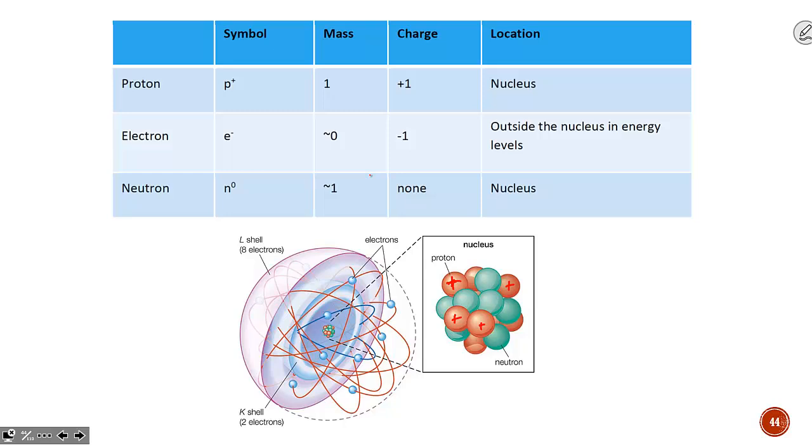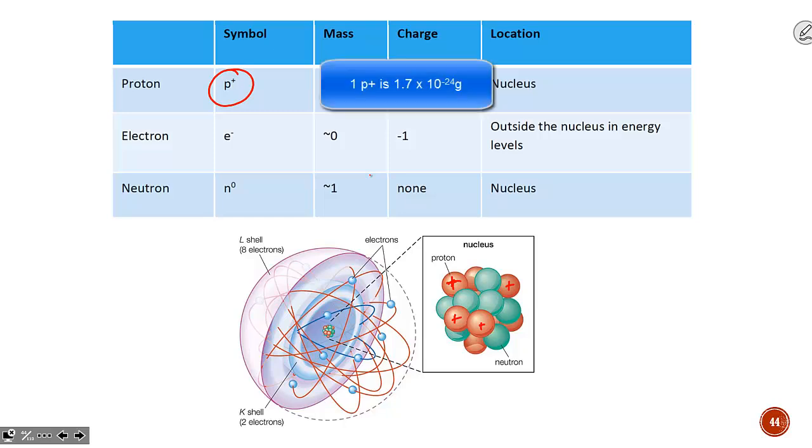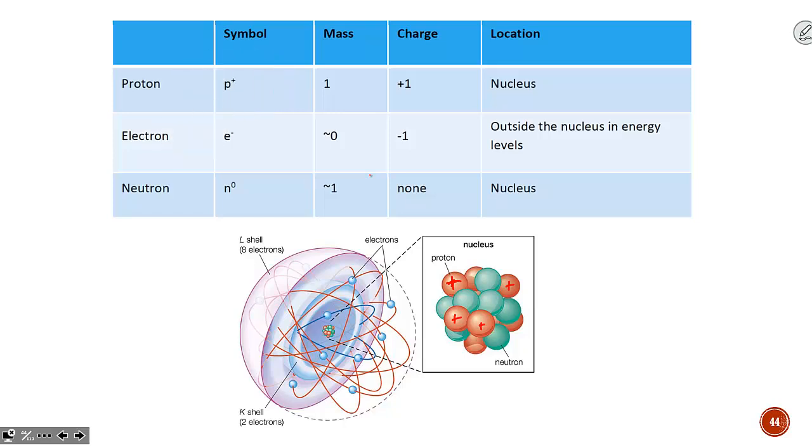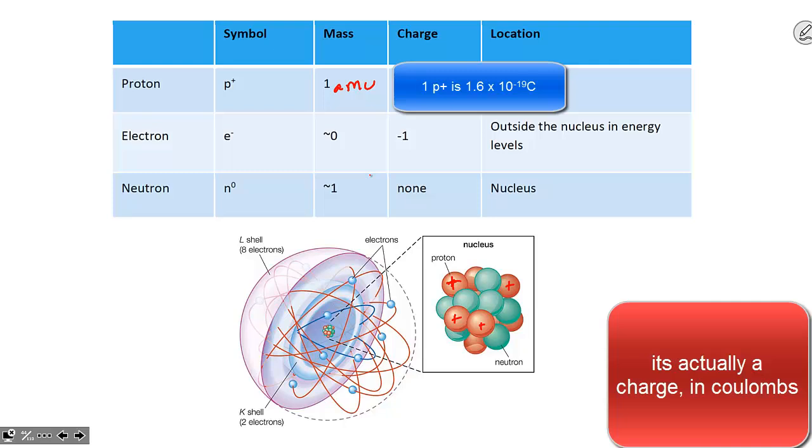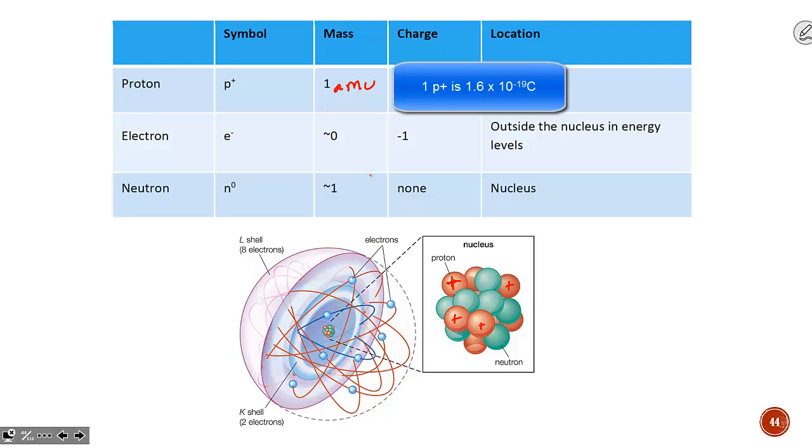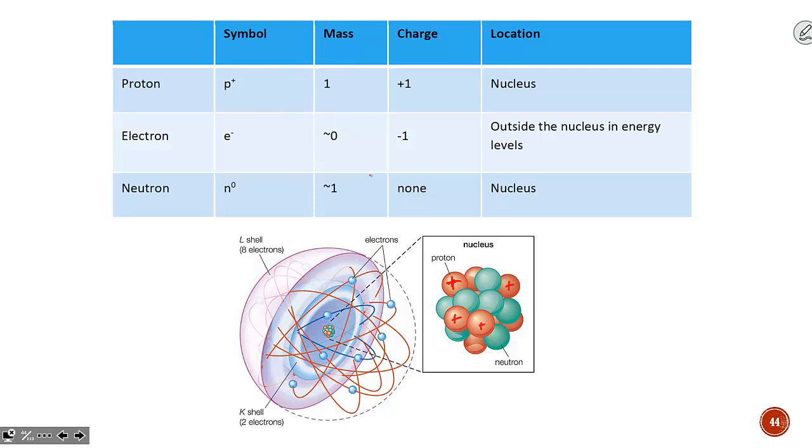We symbolize protons with a P with a superscript of plus. It's a shorthand for protons. Protons have a definitive mass in grams, but that mass is infinitesimally small. So instead, we say a proton's mass is just one unit of mass on this scale, or one atomic mass unit. Protons have a positive charge, and that's actually a voltage, but again, this is such an infinitesimally small value that we simply say protons have a +1 charge. For every proton you have, that's one more positive charge within the nucleus.